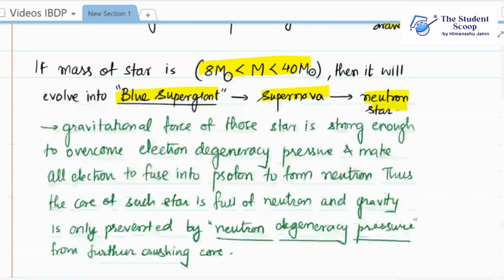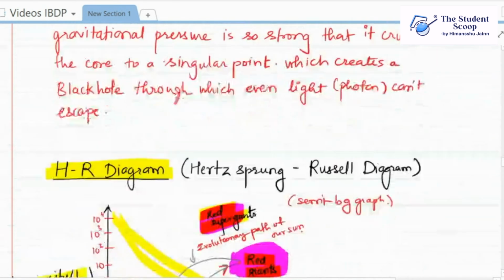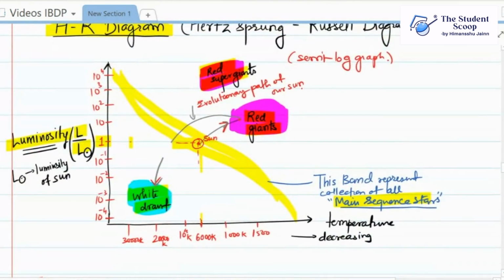Then a neutron star, if there is a more massive neutron star, there is a limit up to which a neutron star can have a mass. If the mass is more than that limit, then even the neutron star can get converted into a black hole. Okay, so in the HR diagram, we can see the evolutionary path.